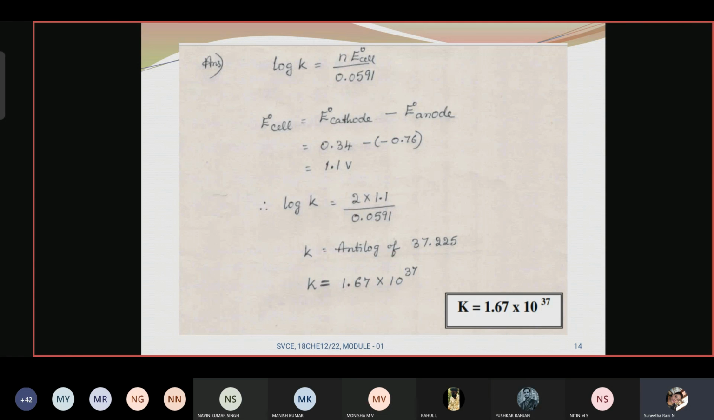Log of K is equal to 2 into 1.1 divided by 0.0591. So the equilibrium constant K is equal to 1.67 into 10 raised to 37. Are you getting this after calculation?